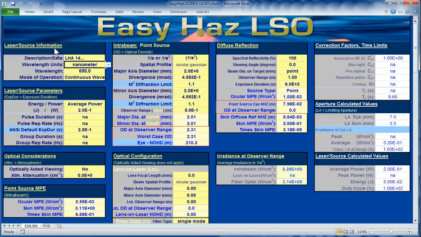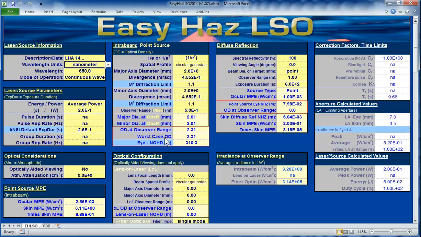Now this is a tunable Ti:Sapphire laser, and it can be tuned from 650 to 900. So how do we want to look at this? Well, the first thing we want to do is look at the wavelength of 650. It's visible, so we know our ANSI default exposure duration is 1/4 of a second. That gives us the MPE we've seen before of 2.55 milliwatts per square centimeter.